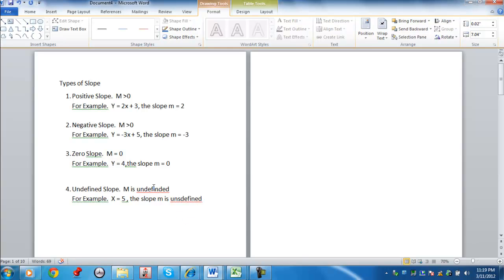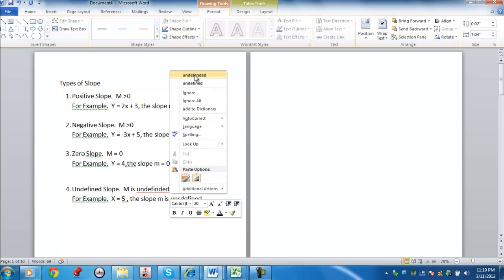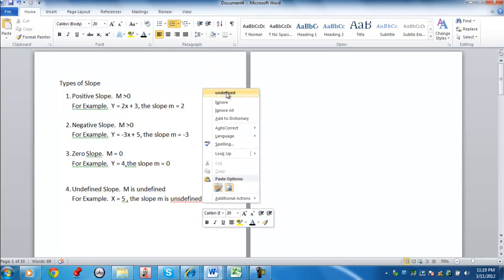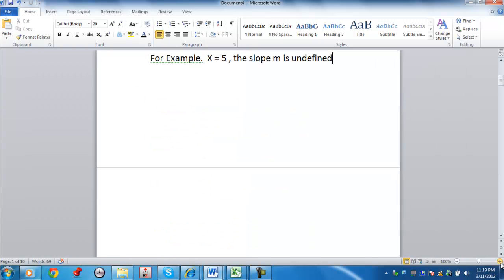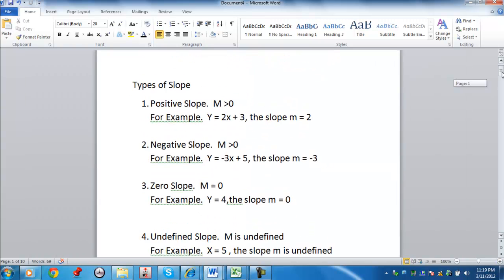Hello, my name is Manzke, and I'm going to go through an example of types of slope. Short presentation. Let's start off talking about the different types of slopes you can encounter.